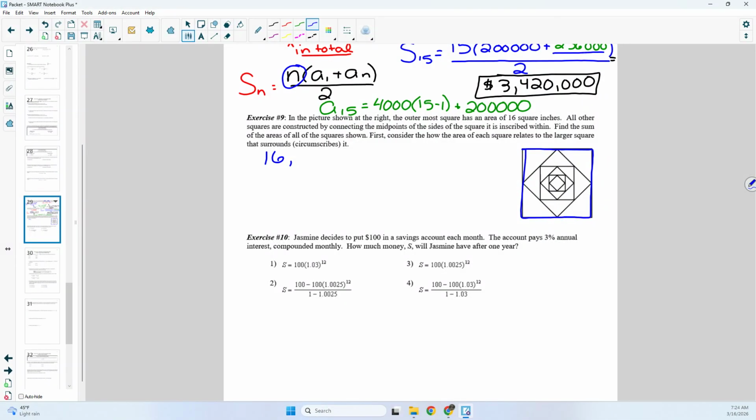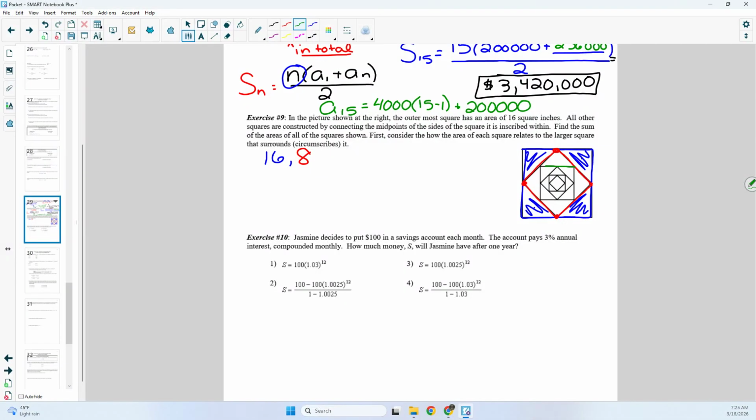All other squares are constructed by connecting the midpoints of the sides of the square it is inscribed within. So these are the midpoints of the blue square to make the next red square. This one takes a little visualization, but the easiest way to see the relationship between the two squares is to think about folding in these corners of the blue square. If I folded in those corners, I would see that these corners are equal to the area of the red square. That basically means the area of the blue square is cut in half. So the area of the red square is going to be 8.